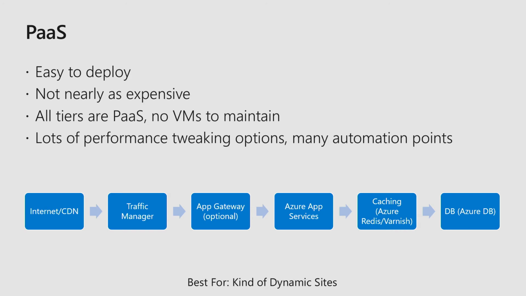And you have lots of performance tweaking options and many, many automation points. So you set up Azure Monitor to watch app services so it can auto-scale out and auto-scale up. You set up Azure Monitor to monitor the Redis cache so that it can go from the basic, the B0 to the B1, those kinds of things. And then you also have the ability to scale up and out the MySQL database as a service. Very, very cool that we came out with that.